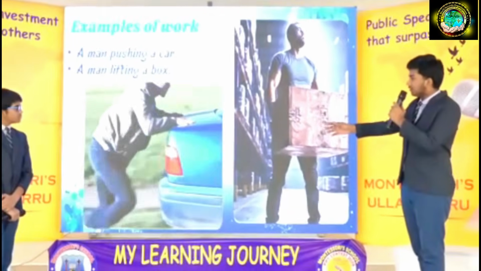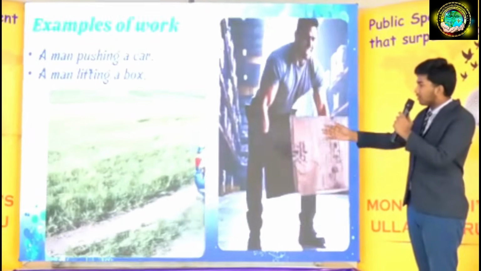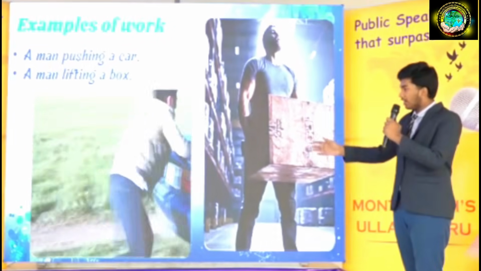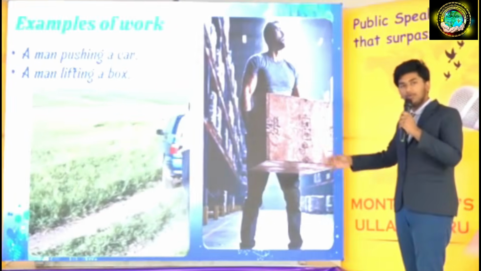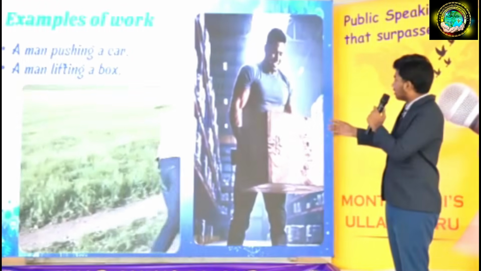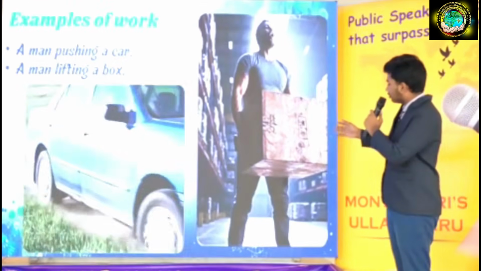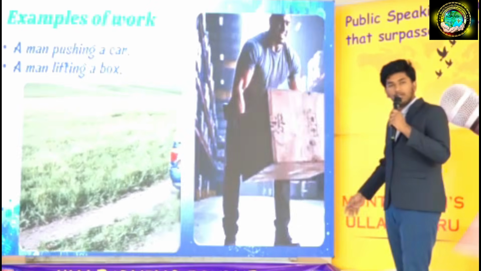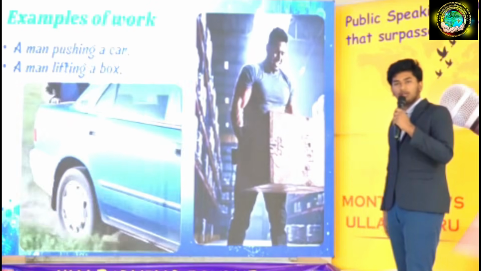Here we can see in this video, a man pushing a car is said to be work done because he is applying the force on the car and the car has moved some distance. So it is said to be work done. Another example for work not done is, we can see here a man lifting a wooden box is said to be work not done because he is lifting the wooden box without doing any movement. So it is said to be work not done.